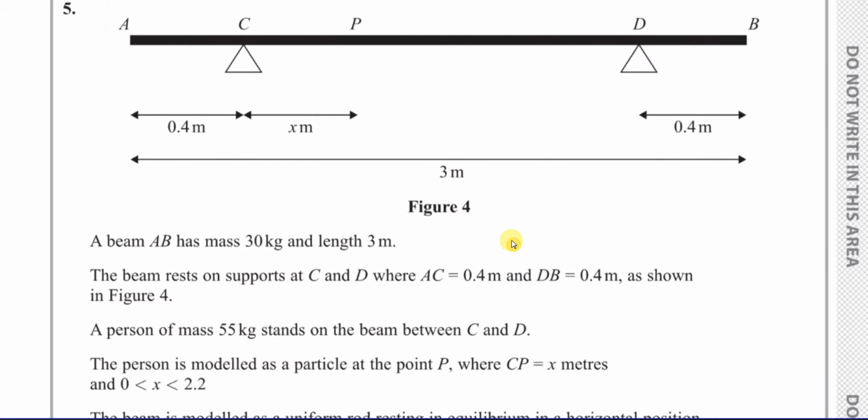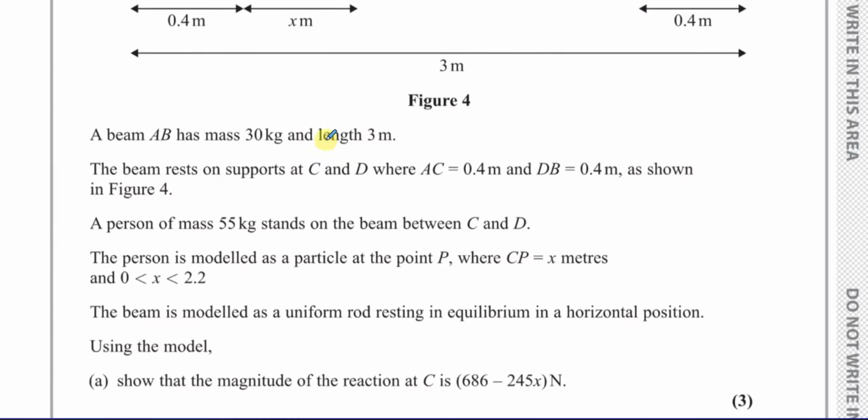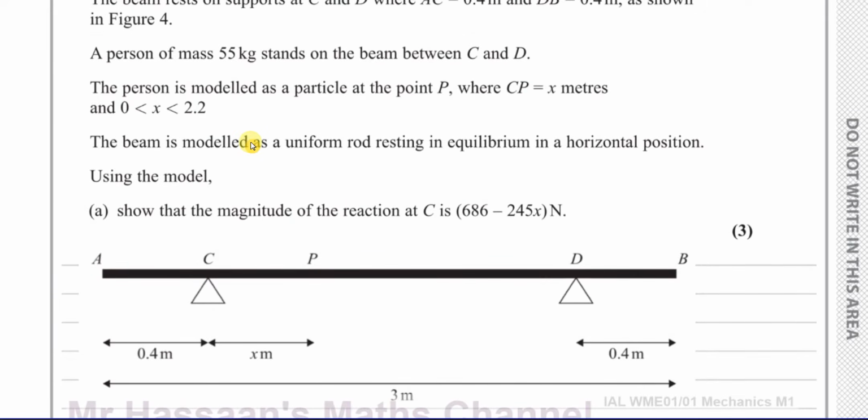The beam is modeled as a uniform rod resting in equilibrium in a horizontal position. Using the model, show that the magnitude of the reaction at C is 686 minus 245x newtons. So I've got a little diagram here so that I don't have to keep scrolling up and down when I'm making my equations.